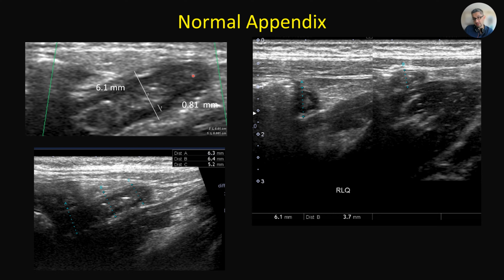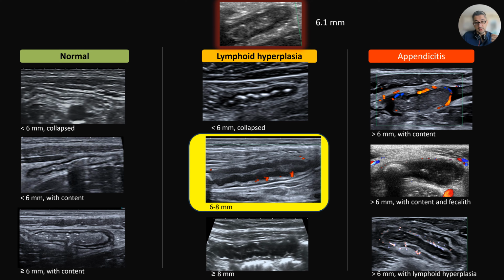So this is actually a normal appendix, but this was overcalled as appendicitis, and there are no secondary signs. There is no fluid, there is no increased echogenicity. Some increased echogenicity, but it is uniform. It's everywhere. It appears a little bit echogenic, and this should not be overcalled as echogenic fat around it. So this is falling into the category of lymphoid hyperplasia with an appendix measuring between 6 and 8 millimeters.